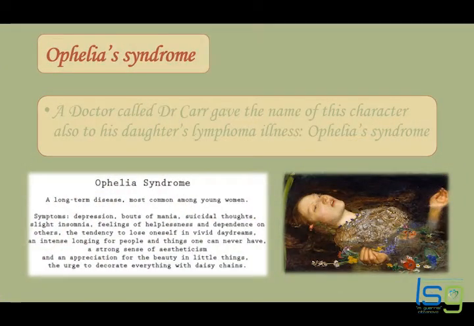A doctor called Dr. Carr gave the name of this character to his daughter's lymphoma illness, Ophelia's syndrome. This is a long-term disease which causes depression, suicidal thoughts and also daydreaming. But what links Carr's daughter to Ophelia? Maybe her innocence that becomes madness due to an external factor, which is the lymphoma. Meanwhile, Ophelia goes crazy and kills herself owing to her madness caused by Hamlet.